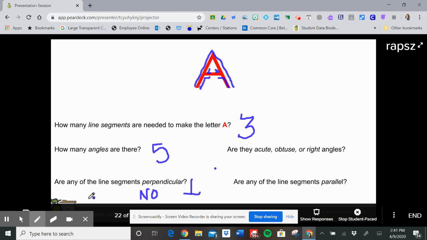So here I have this acute angle. That's an acute angle. And that's an acute angle. So I have 3 acute angles. And then I have 2 obtuse angles. And I don't have any right angles. And then are any parallel? And again, parallel means they run side by side forever. They're never going to touch. So I don't have any parallel line segments there.